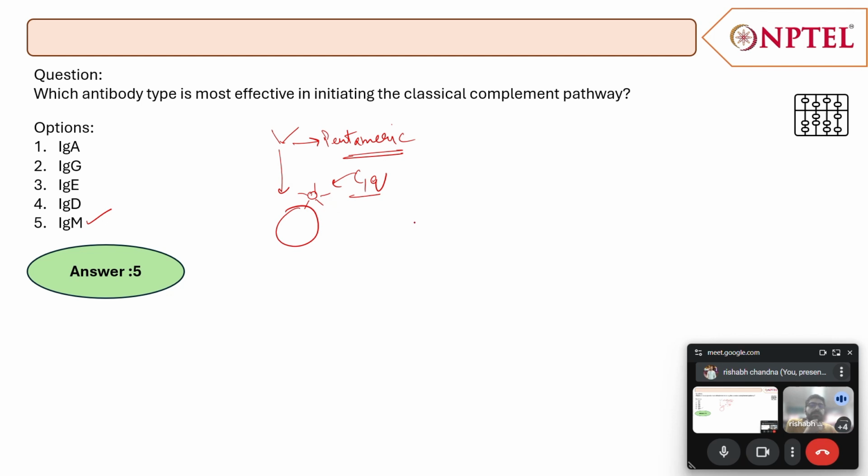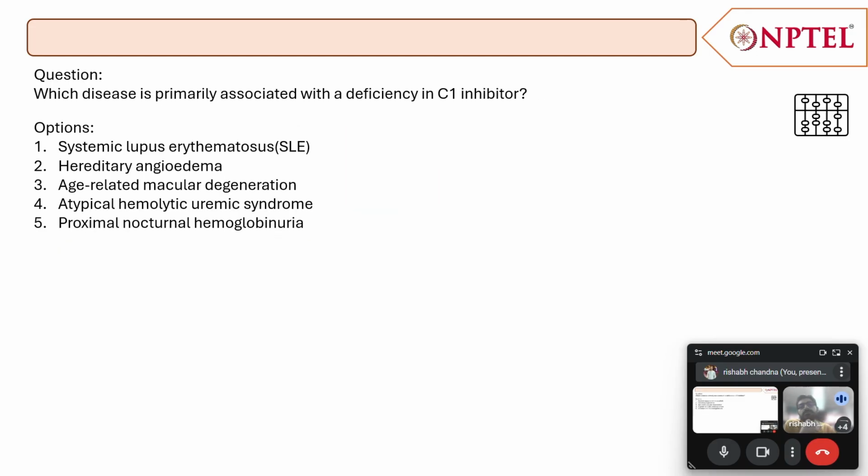IgG, on the other hand, is only dimeric in nature. Okay, so it will need more IgG molecules to actually initiate the classical pathway. That's why IgM is more effective here. Okay, IgM has specificity towards many organisms. So that's why IgM is part of the classical complement pathway. Okay, let's move on to the next question.